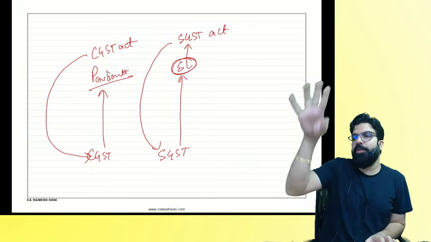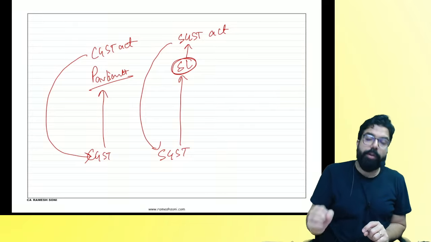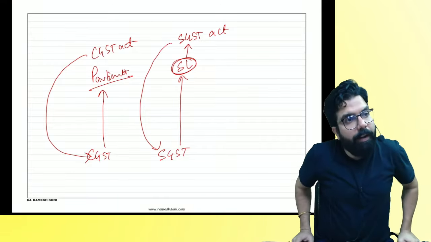Central government. List number two, state government. And list number three, both the governments together. And whose law will prevail if there is any supremacy? The Central law will prevail.